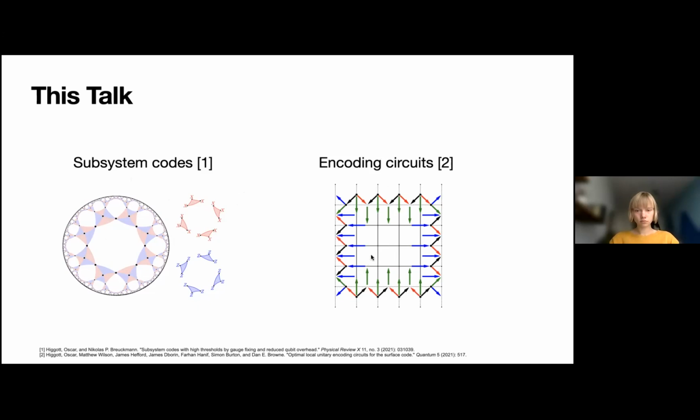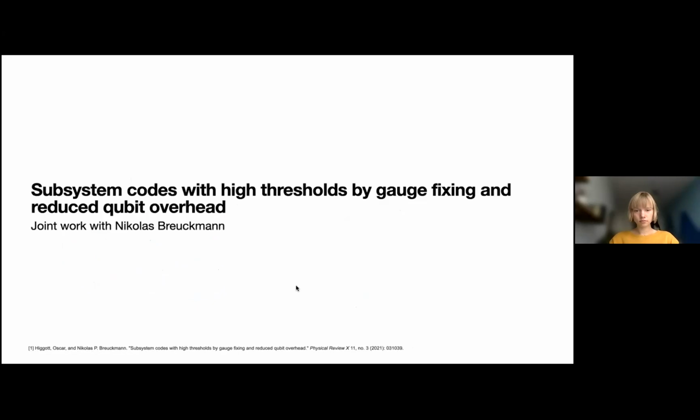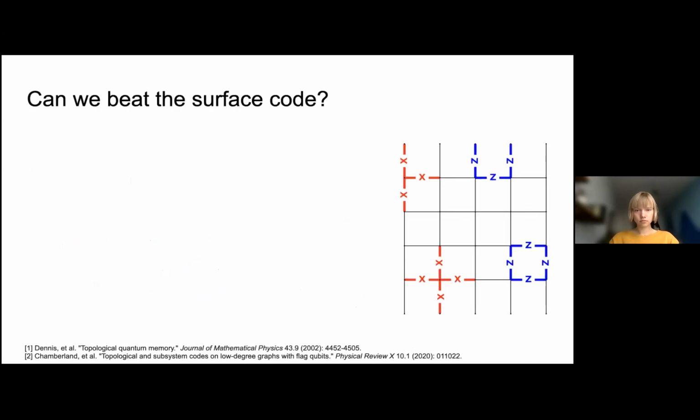And also talk about some work on encoding circuits. Both of these were published this summer and on the arXiv last year. Okay, so this was joint work with Nico Breuckmann at UCL. And the motivation is, can we beat the surface code?